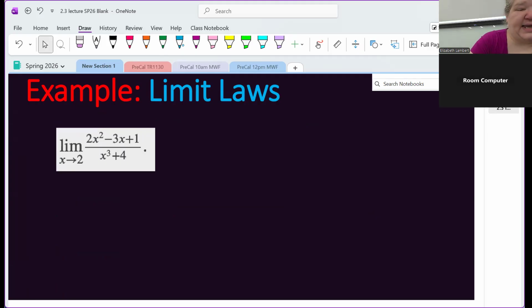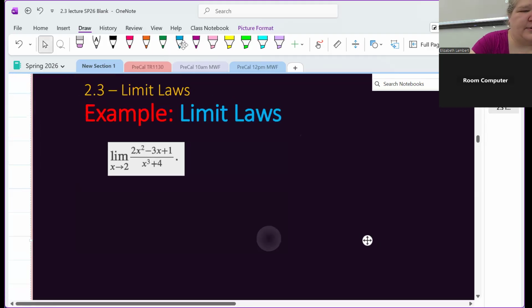So this means I can, like we did earlier with the functions, distribute that limit across the addition and subtraction, inside the multiplication, inside the exponents. And I can do that one step at a time, but then it takes forever.